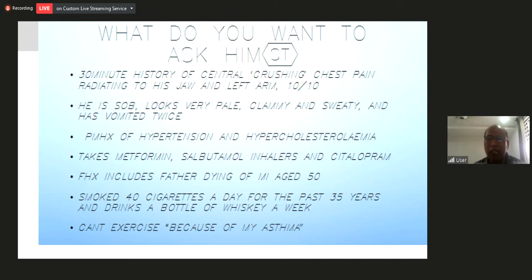Past history of hypertension and hypercholesterolemia. The patient is known to have diabetes and also asthma, and a family history of acute myocardial infarction. Father died at the age of 50 due to myocardial infarction. The patient has high risk behavior because he smoked about 40 cigarettes a day and drinks a bottle of whiskey a week. He also practices a sedentary lifestyle because of the asthma. Okay, next slide, please.